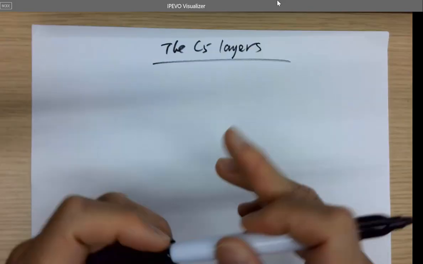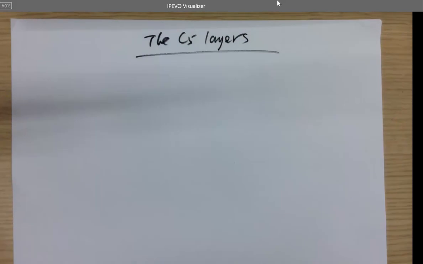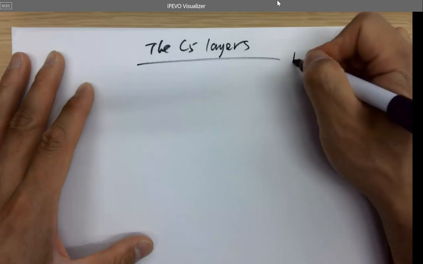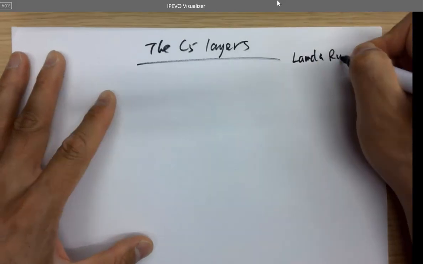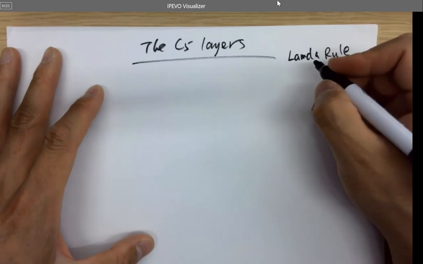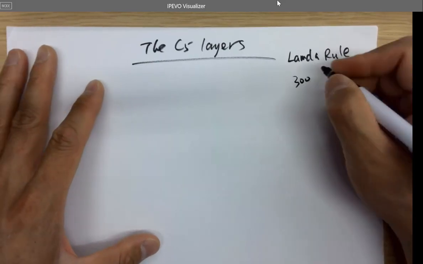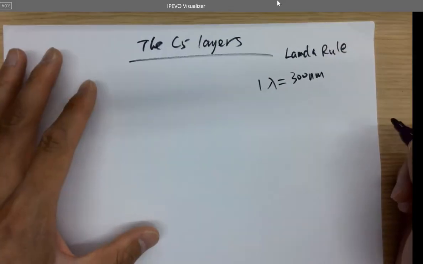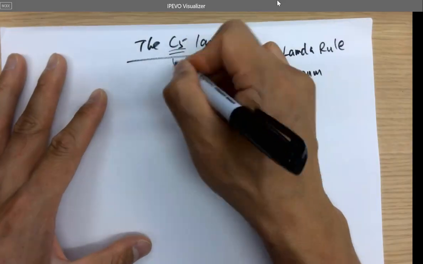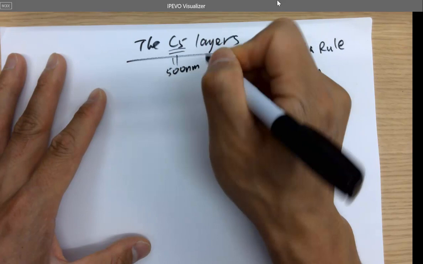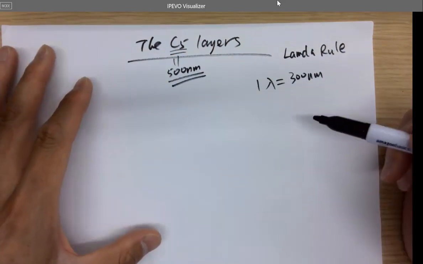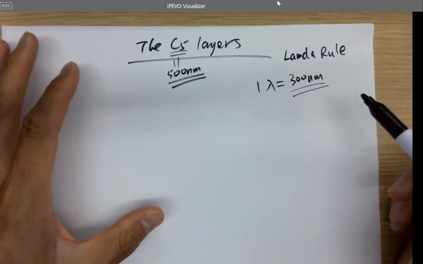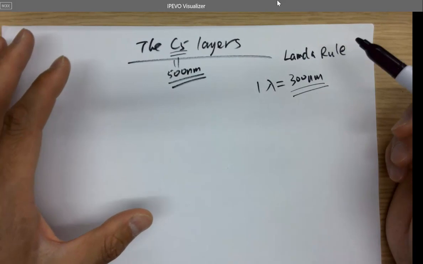C5 technology, 500 nanometer, and it's using a lambda rule, which is the smallest size of the feature in the circuit is 300 nanometer, which is 1 lambda. Even though the C5 stands for a 500 nanometer technology, however, we never use 500 nanometer in the circuit, and we don't use 300 nanometer as the length of the transistor in the circuit as well.